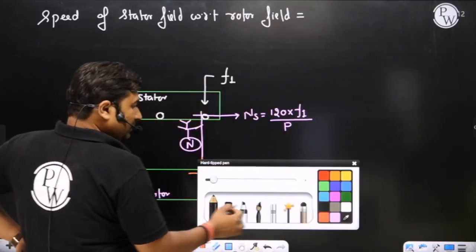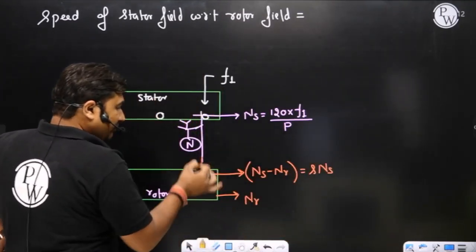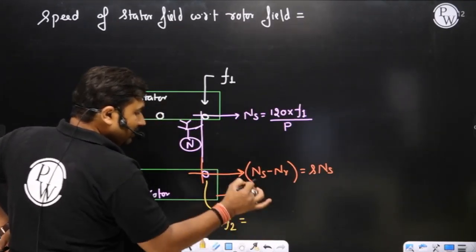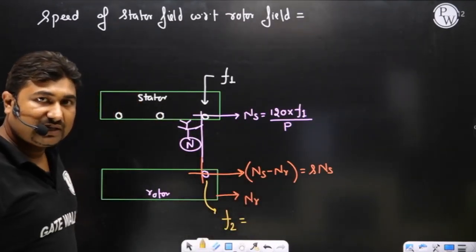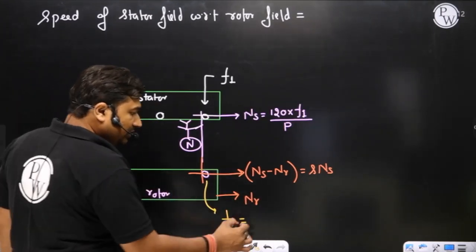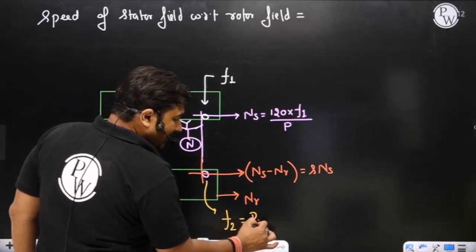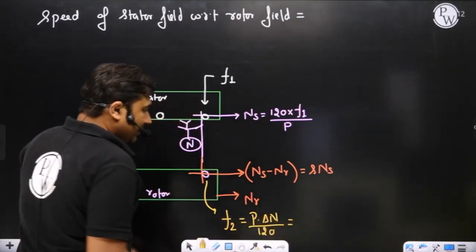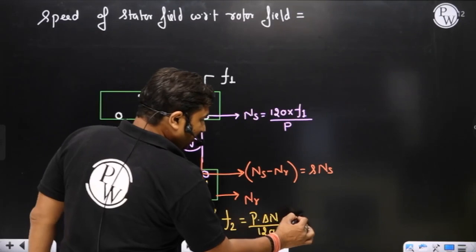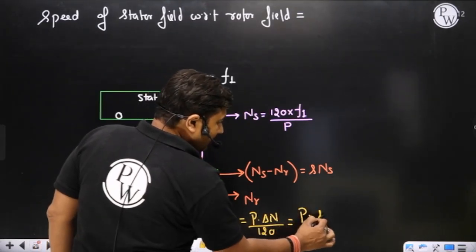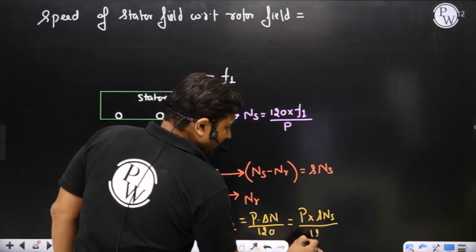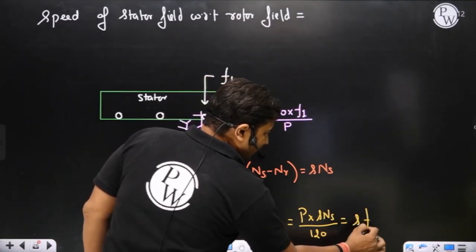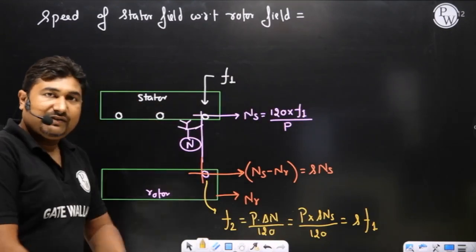Now, depending upon the relative speed between stator field and rotor winding, there will be an induced EMF onto the rotor. The frequency of induced EMF onto the rotor will be P delta n by 120, where delta n is the relative speed between stator field and rotor winding. So that is sns by 120, which is similar to sF1. Is it okay? Yes, sir. Slip times the supply frequency.